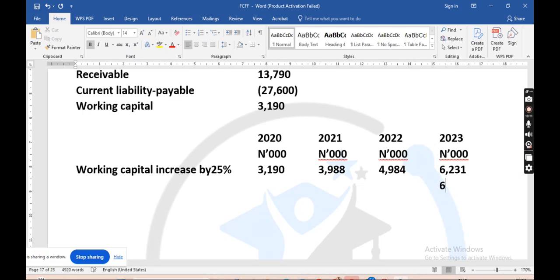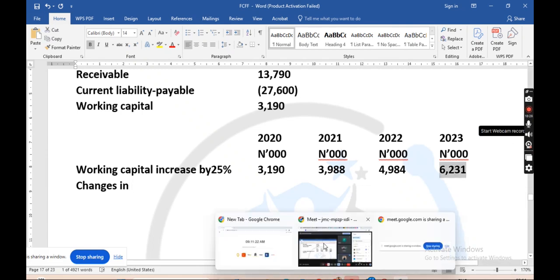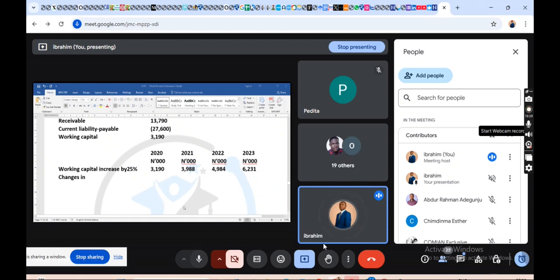Please, let's move ahead. So, what is the changes in working capital? How many people got this 6,231? Let me see your hands up. Let's see if this is correct. It could be from your calculation. Excuse me, so are we good?